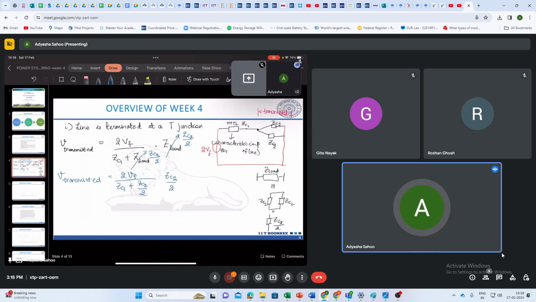Let's say if this was connected with lines with impedances ZC2 and ZC3. So what will happen is your Z load will be the parallel combination of these two lines, so ZC2 ZC3 divided by ZC2 plus ZC3. And in place of Z load, you can substitute this value in this formula for V transmitted, and then you can get the result when the lines have different impedances.